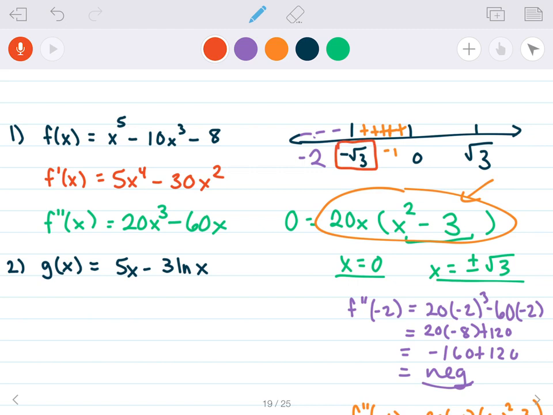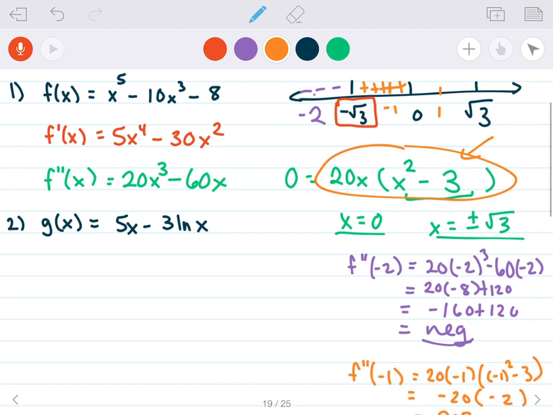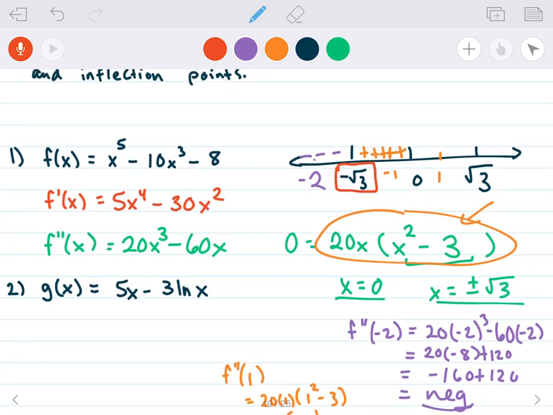Let's see if 0 is an inflection point. So let's plug in a value to the right of 0, but not bigger than or equal to root 3: root 1, which is just 1. So let's plug in 1 and see what happens. F double prime of 1 is just 20 times 1 squared minus 3. So we get 20 times negative 2, which is negative. So it looks like 0 is also an inflection point.